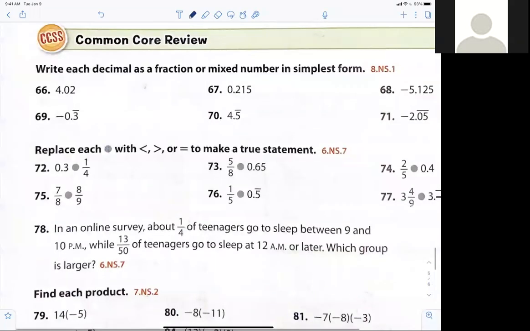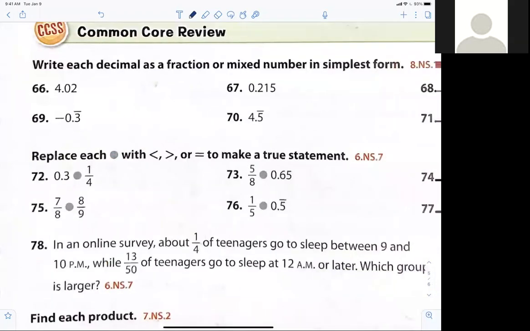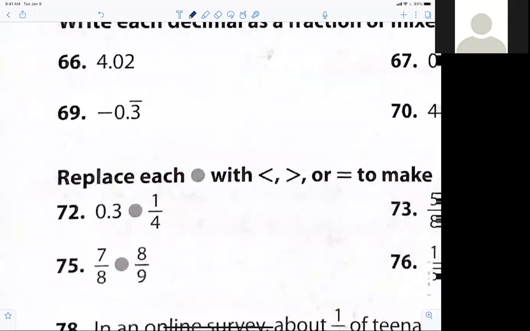All right, 66. Mr. Ward, you're up. I don't understand. You're on the 66. You're writing it as a fraction, 4.02. So everybody's going to write down 4.02 and then convert that to a fraction.